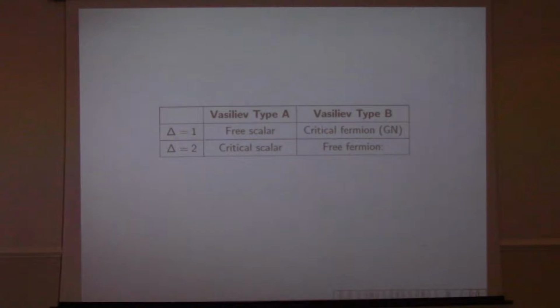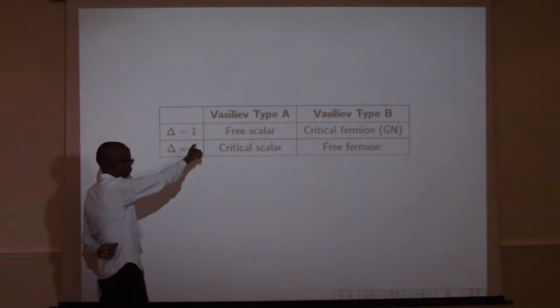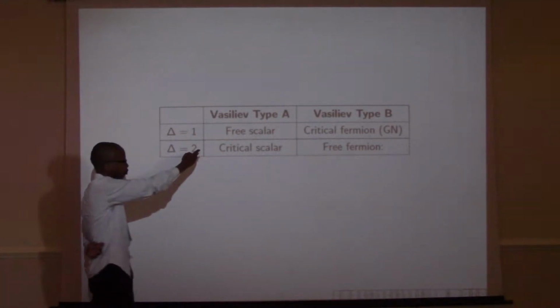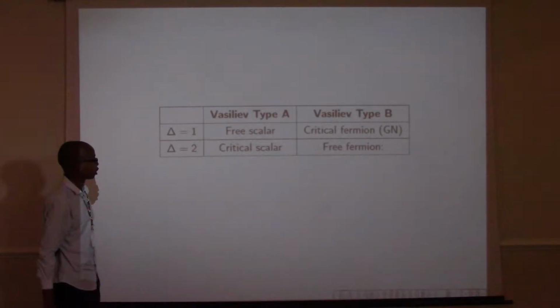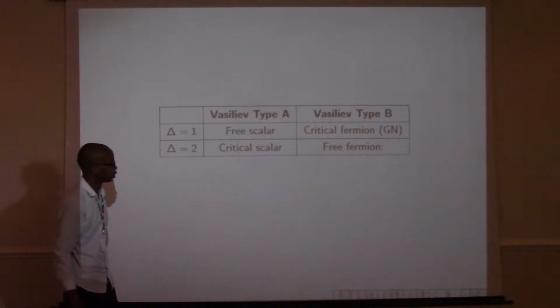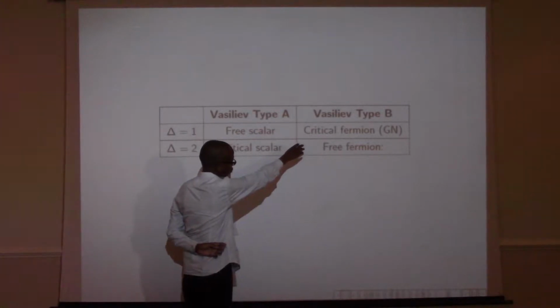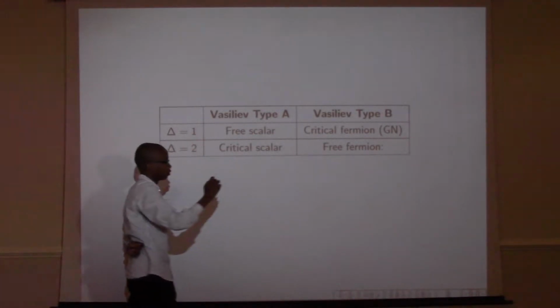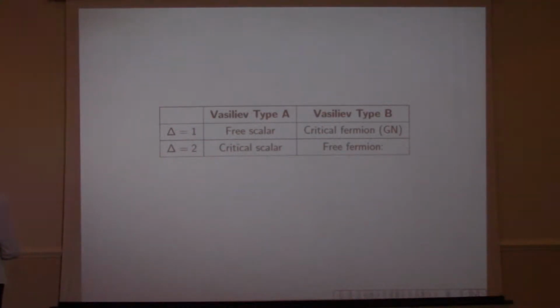This is a summary. Initially, for the free scalar, this was work done by Klebanov and Polyakov. It was also done for the critical fermion, which is the Gross-Neveu model, by Leigh and Petkou.